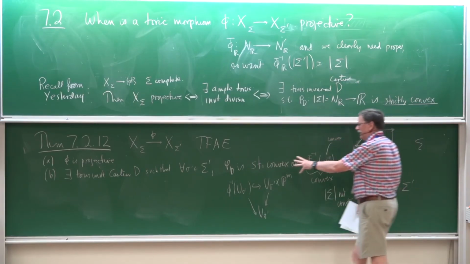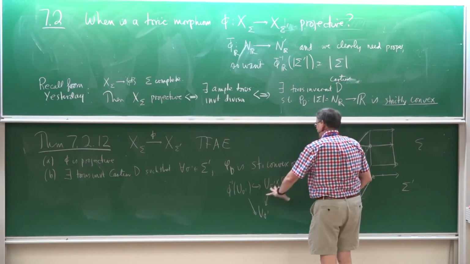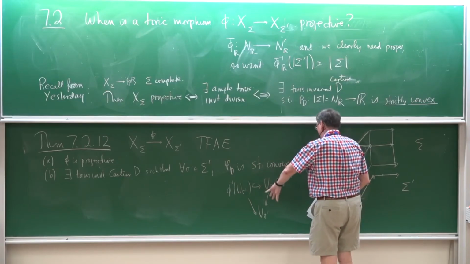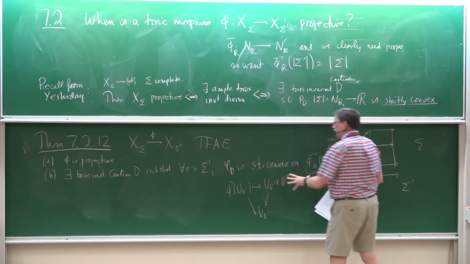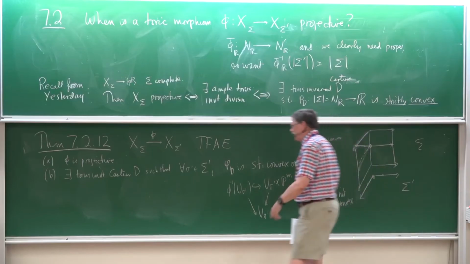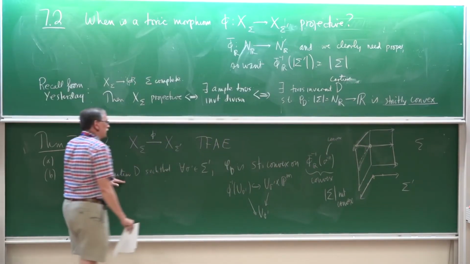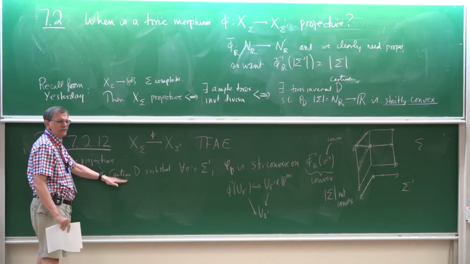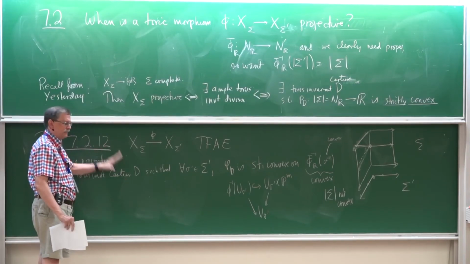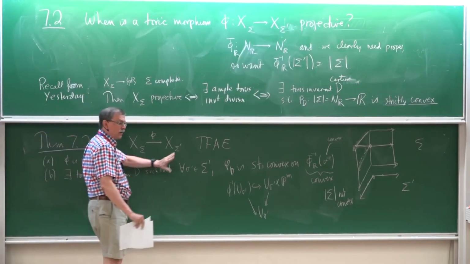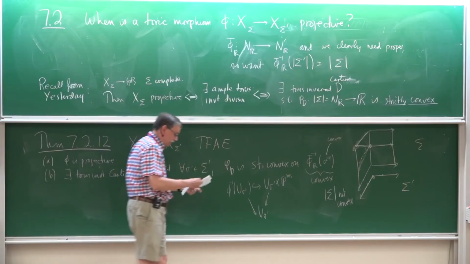So this strong convexity guarantees that locally it looks like something projective. And then remember that there is also the global thing, and that's what this Cartier divisor does. That's the line bundle that I called capital L last night that glues everything together.